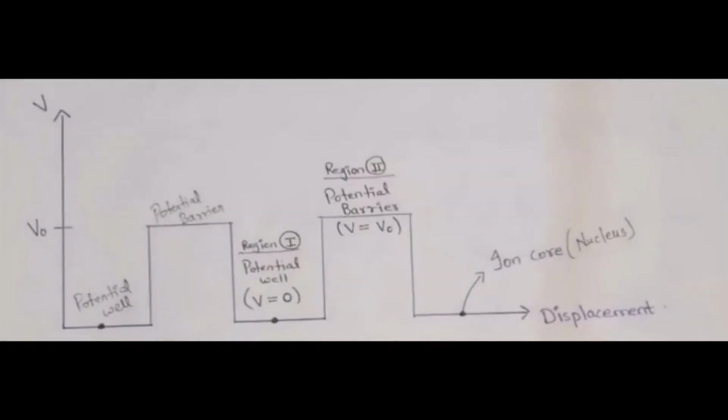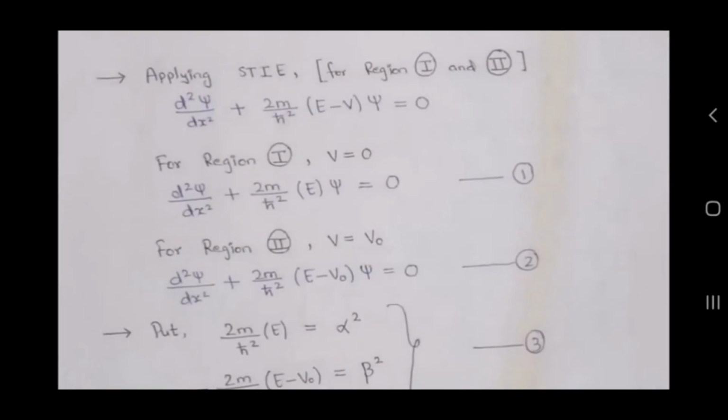So here is a pictorial representation of how we would expect the potential to vary with displacement. Here we can define two regions. One is region 1, where the potential is 0, that is, when the electron is very close to the nuclei, and region 2, when it is between two adjacent nuclei. So in region 1 the potential is 0, and in region 2 the potential is maximum, that is V naught. In quantum mechanics, whenever we encounter any problem, the first thing we have to do is solve the Schrödinger time-independent equation, and that's what we are going to do.